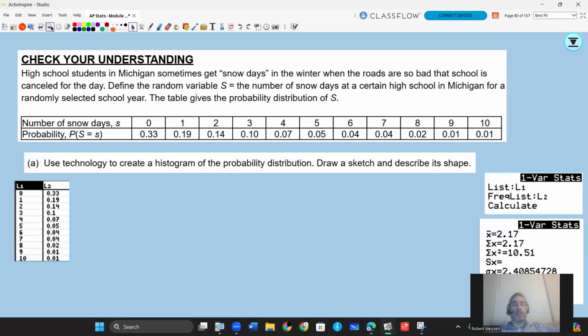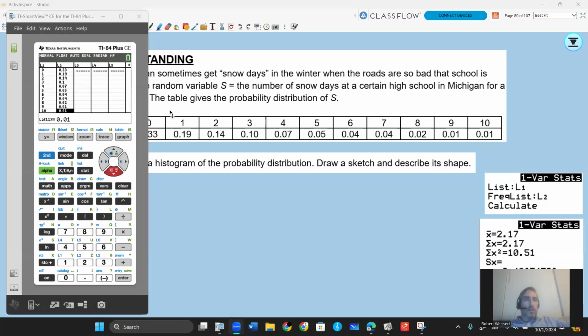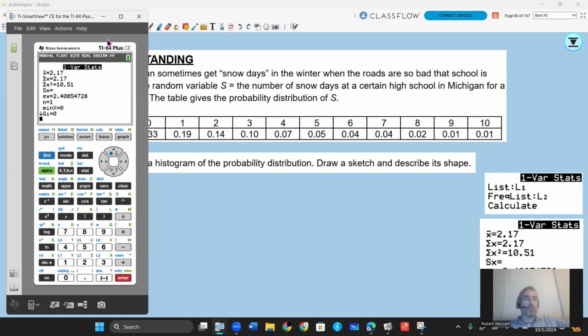As far as making your histogram, I would go in and first go to your L1 and L2 and enter that data in. And we can go ahead and get our one variable stats, making sure we use L2 in our list. I'm actually going to model this on my calculator. So if you have your TI-84 calculator out or you have the web version of it, go ahead and enter these into L1 and L2. Go to Stat, Calc, one variable stats, and make sure that your frequency list says L2, second 2. And we'll go down to calculate.